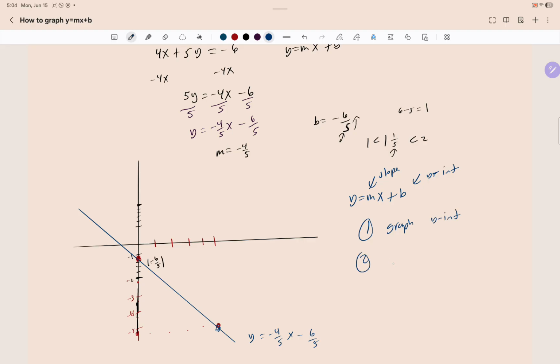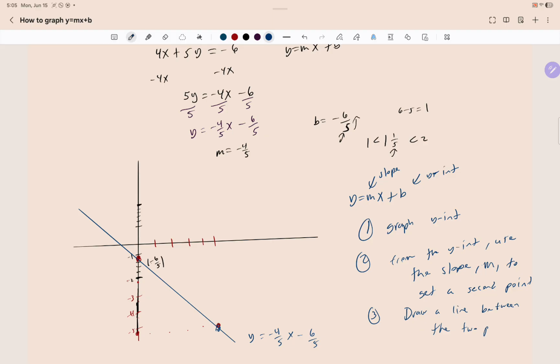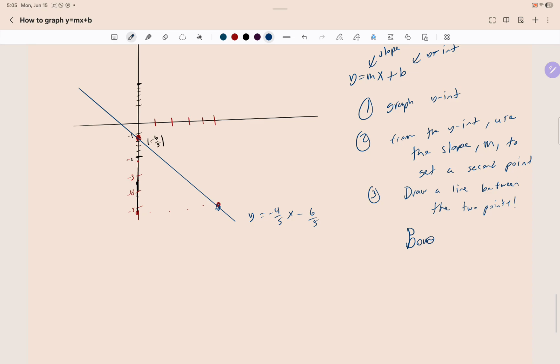The second step would be, from the y-intercept, use the slope m to get a second point. Then our final step would be to draw a line between the 2 points. And boom, we are done.